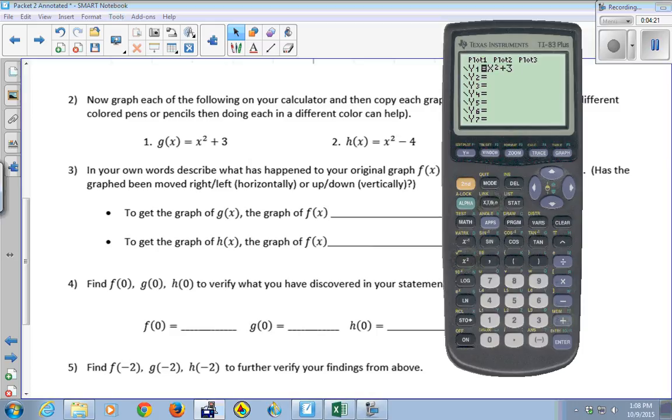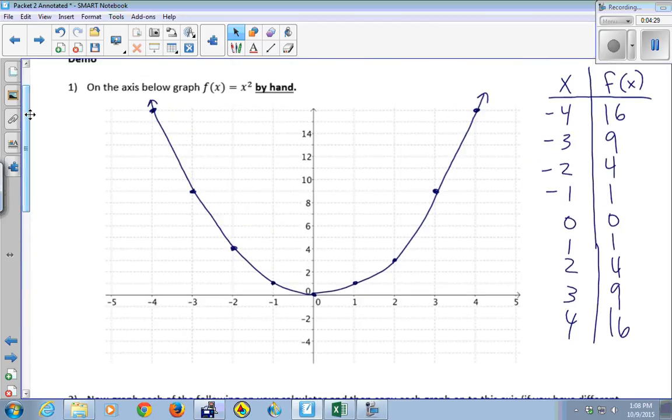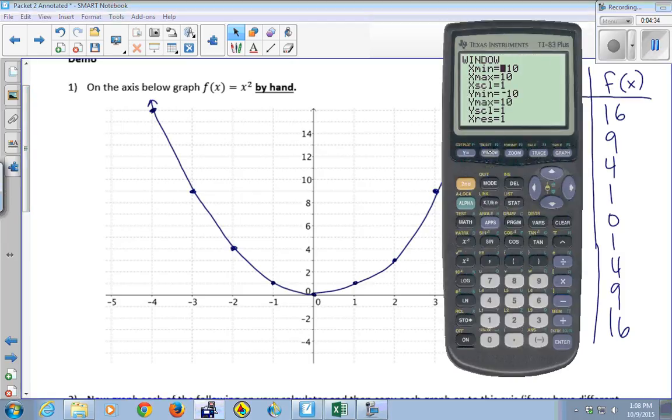X squared plus 3. And then I want to use the same window that I graphed this on, so that I can get an accurate picture when I copy it. So I'm going to go to window, and I went -5 to 5 for x. And for y, it looks like -6 to 16. So there's my window, and I'm going to press graph. Okay.